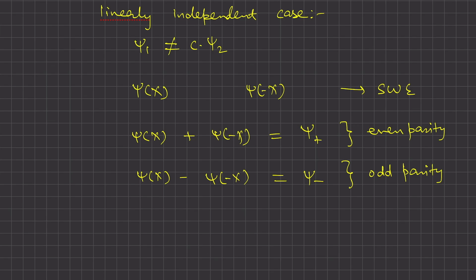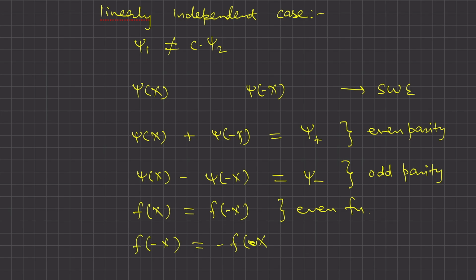How to check? You know that any function is an even function if f of minus x is equal to f of x, and this is the even function, it results into even parity. And if f of minus x is equal to minus f of x, then this is odd parity or an odd function. So this is what you need to know.